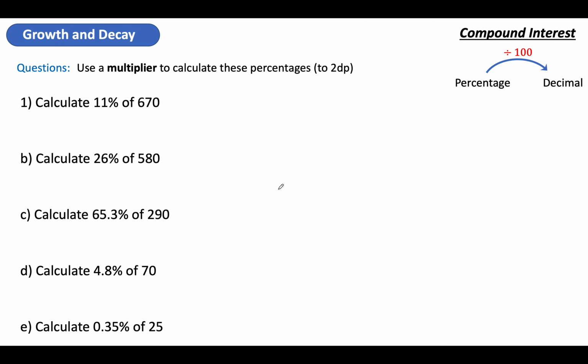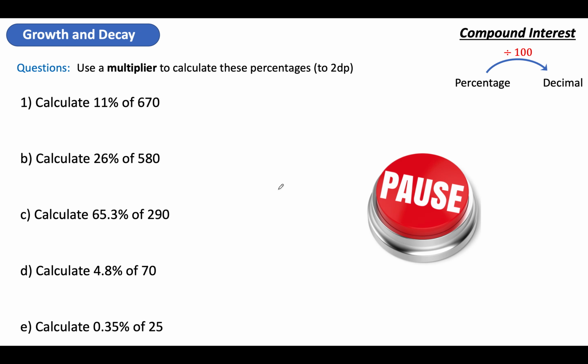There are five questions for you to do. I want you to give the answers to two decimal places where necessary. I want you to pause the video, unpause when you've done your calculations, please. Off you go.